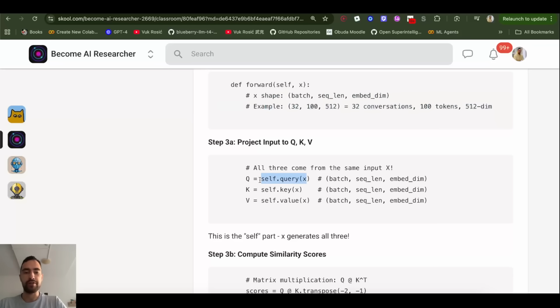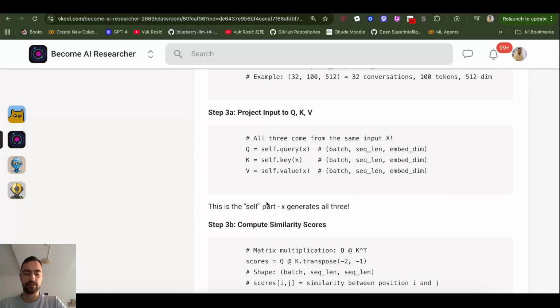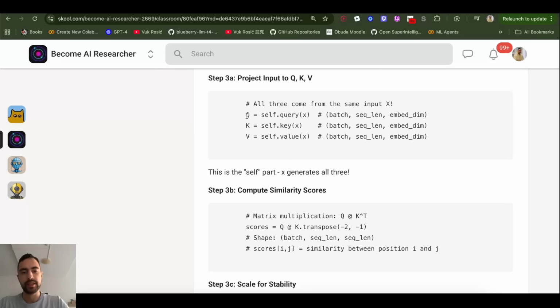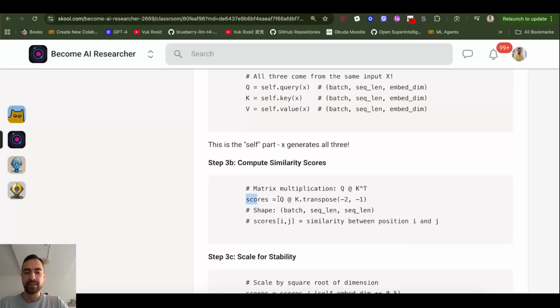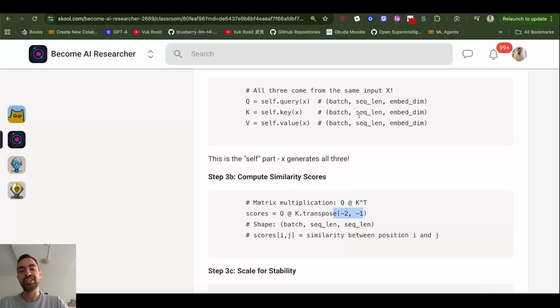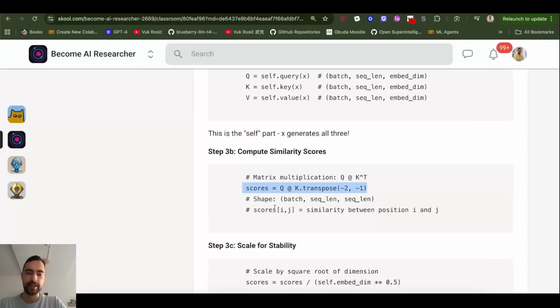We generate the queries for every token. So there are 32 times 100 tokens. Generate a query for each, key for each, value for each. That's how we code it. And so we have the query matrix, all queries, keys, values. The scores are calculated with queries matrix multiplied by key transpose, where we transpose the last and second-to-last dimensions, because that's just how matrix multiplication works. You need to have this transposed, and that's it.